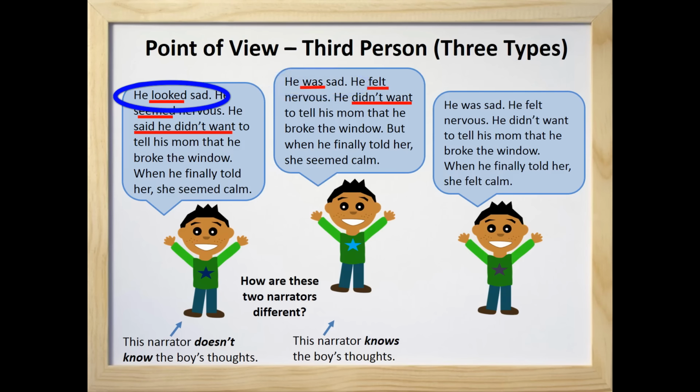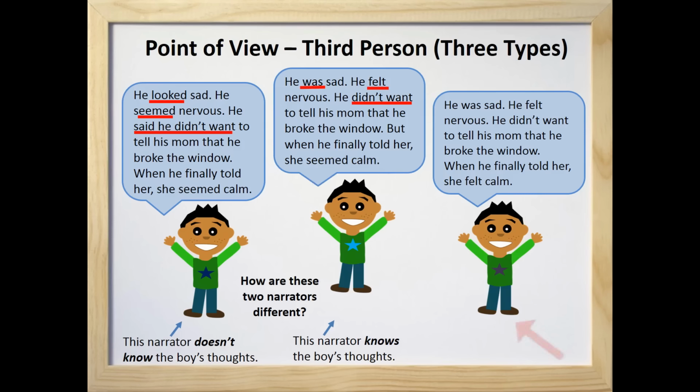When do we say someone looked sad? Think about yourself. If you said the words, he looked sad, about a boy, does that mean that you know the boy's sad, or does that mean you think the boy is sad? That means you think he's sad. What about he was sad? When would you say that? You would say that when you know for sure that the boy feels sad. This is how we know that narrator 2 is the one who knows more. Narrator 2 is the one who knows how the boy feels.